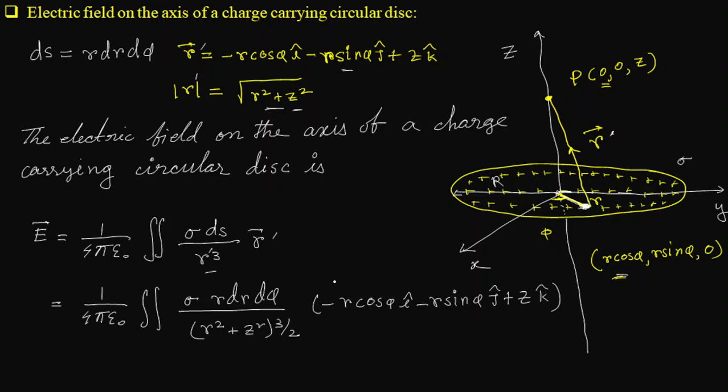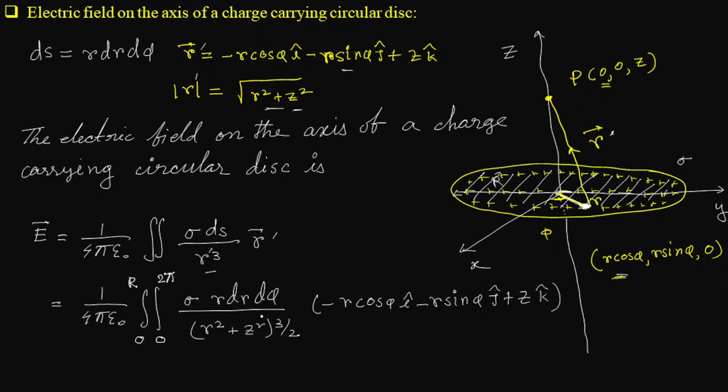So now we have to do the surface integral over the area where the charge is distributed, that means over the area of this disk. For that, what will be the limit of r? The limit of r will be 0 to capital R, because this is the radius of the circular disk. And what will be the limit of phi for a complete circular disk? It will be 0 to 2 pi.